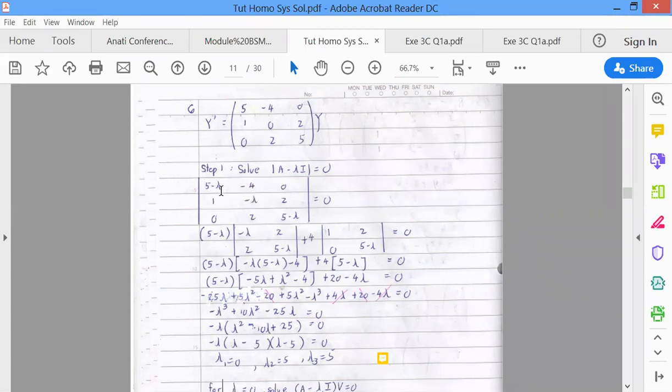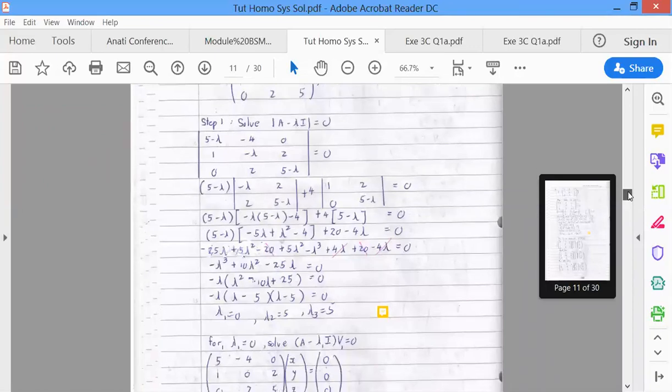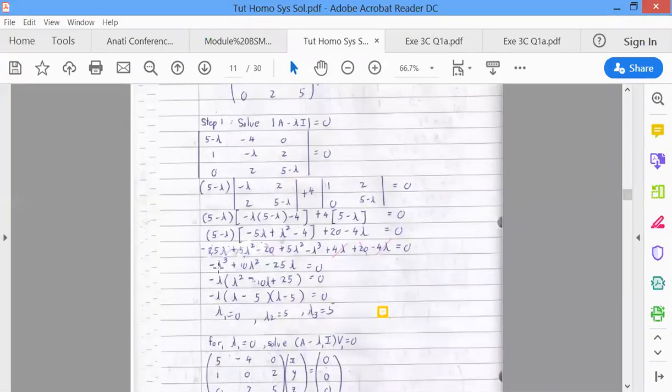To get the determinant of the 2 by 2, you cross out the first row, second column. So you are left with 1, 0, 0, 5 minus lambda. Then you expand the determinant of that 2 by 2. Lastly, I think you'll get negative lambda cubed plus 10 lambda squared minus 25 lambda equal to 0.